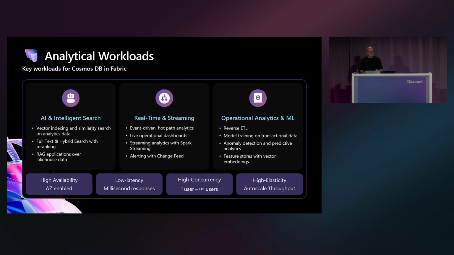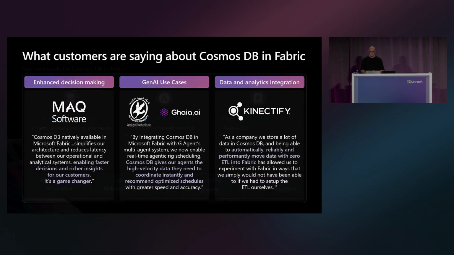Again, all of this is built on that foundation of high availability, low latency, high concurrency, and our autoscale throughput. Customers who've been using Cosmos have really loved it. They enjoy its flexibility and the ability to take transactional data and put it in their analytics with zero ETL. And they're building really cool solutions with it, whether it's SaaS platforms or building agentic applications to streamline operations, or just simply to help them get the insights they need to run their businesses better.